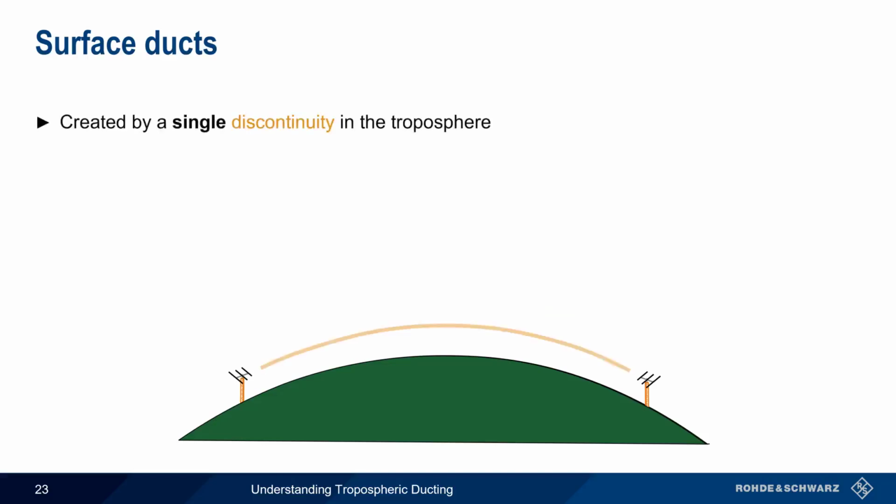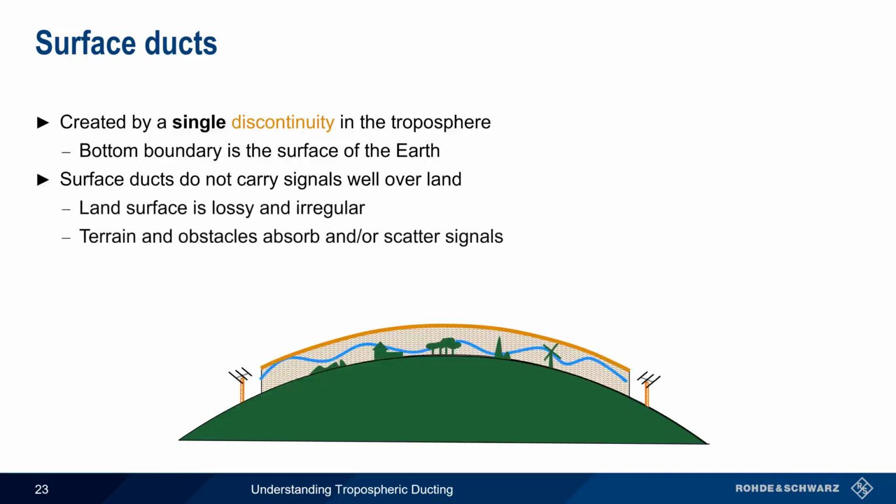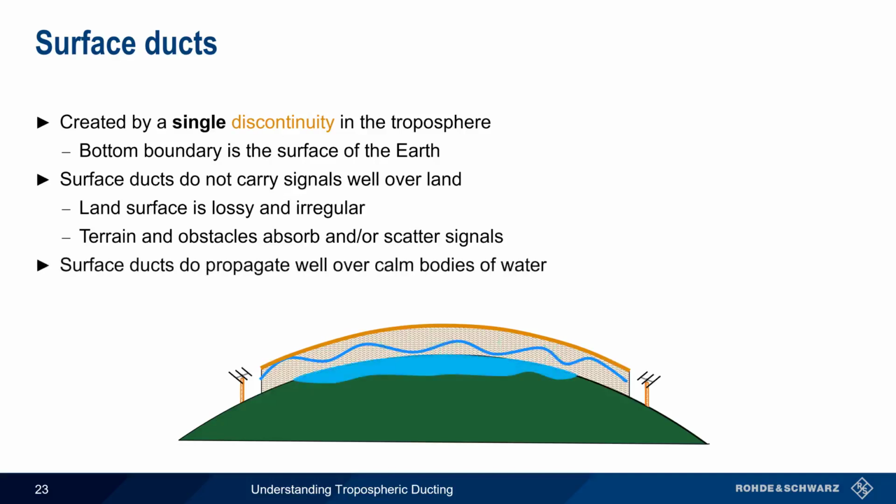Surface ducts are created by a single discontinuity in the troposphere's refractive index. This discontinuity forms the top boundary of the duct, and the Earth's surface forms the lower boundary. Generally speaking, surface ducts do not carry signals well over land. The land surface of the Earth is lossy and irregular, and both natural and man-made obstacles will scatter and absorb signals. Surface ducts do, however, propagate signals well over large, calm bodies of water, and these types of surface ducts are often responsible for very long-distance tropospheric propagation at VHF frequencies.